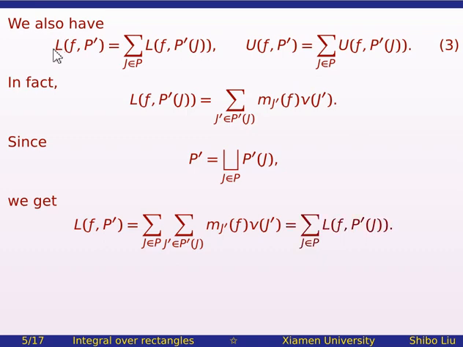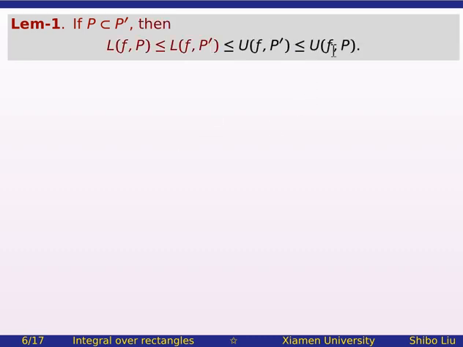Now using this result, we have this lemma. Suppose P prime is a refinement of P, that is P is a subset of P prime. Then the lower sum of f with respect to P is not greater than the lower sum of f with respect to P prime. Similarly, for the upper sum, we have a similar result. In other words, the finer the partition is, the larger the lower sum and the smaller the upper sum. Refining a partition from P to P prime will increase the lower sum but decrease the upper sum.